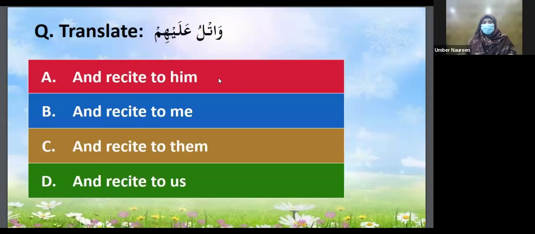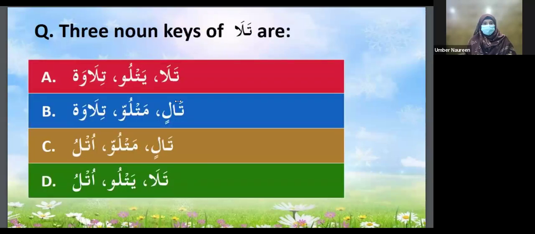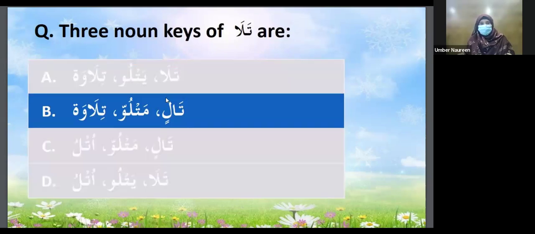Answer in the chat box. Wa'atlu alayhim. A, B, C, D. This is from the table of tala, that is same as the A. And recite to them. Yes, C option is correct. Wa'atlu. Three noun keys for tala. Remember, noun keys, non-verb. A, B, C, D. Sadia Ali, I could see Aisha Bakir writing B. Yes, B option is correct.